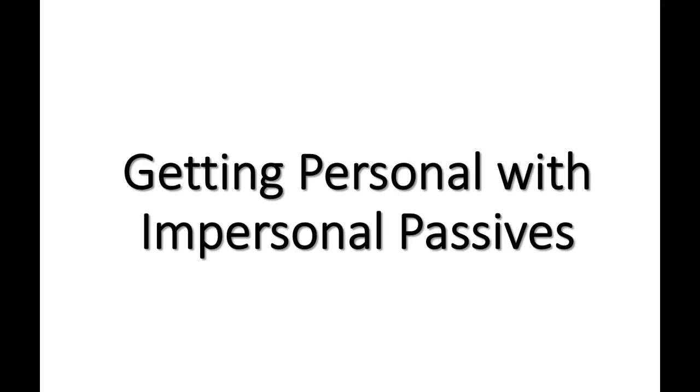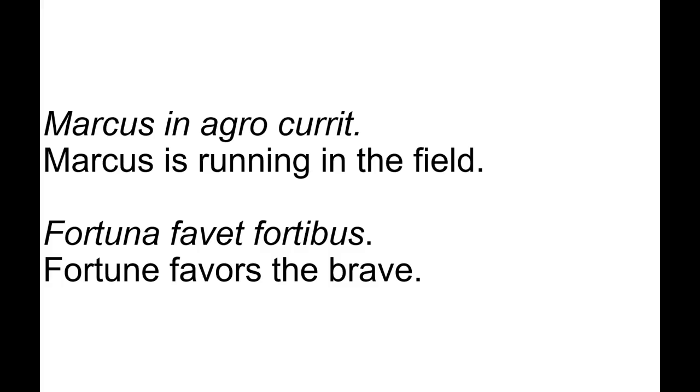So in this lesson, I want to talk about impersonal passive verb forms in Latin. When we talk about impersonal passives, we have to think, first of all, about the difference between transitive and intransitive verbs. On this slide, we have two sentences with intransitive verbs: Marcus in agro currit and Fortuna fauit fortibus.